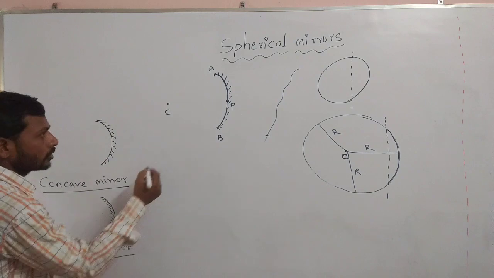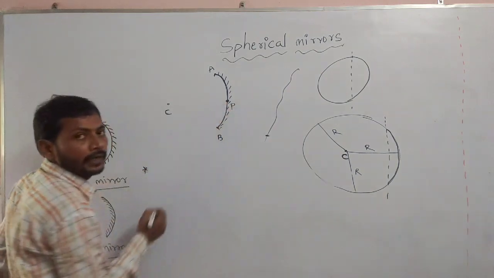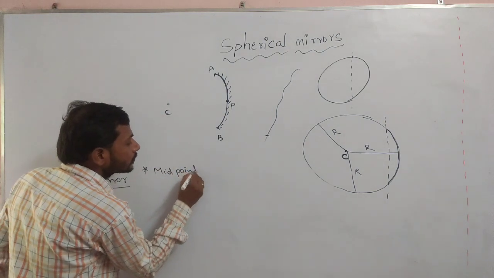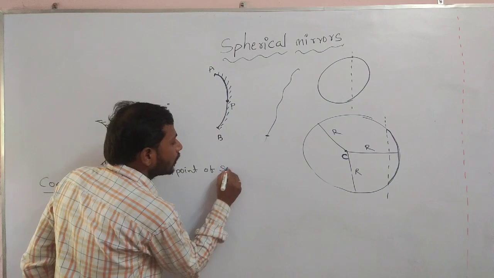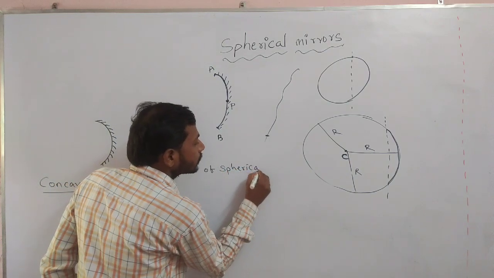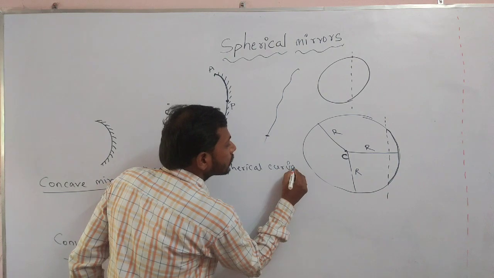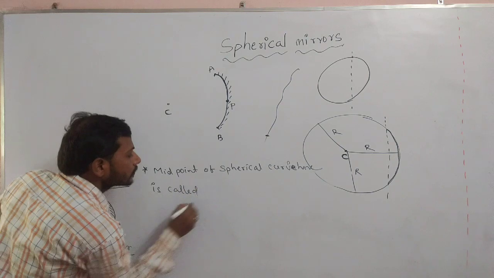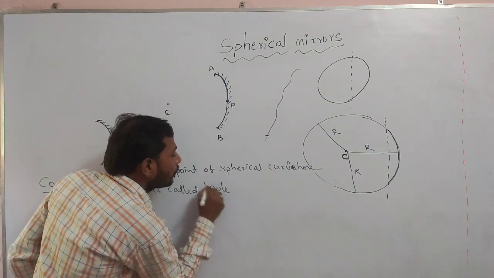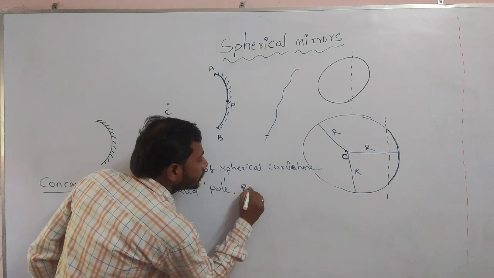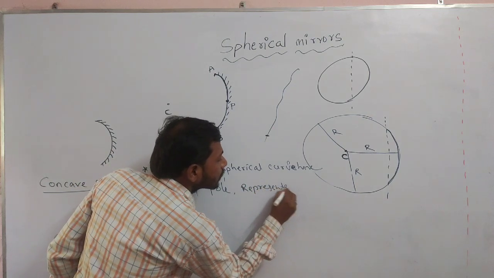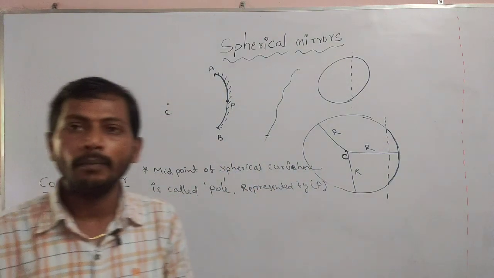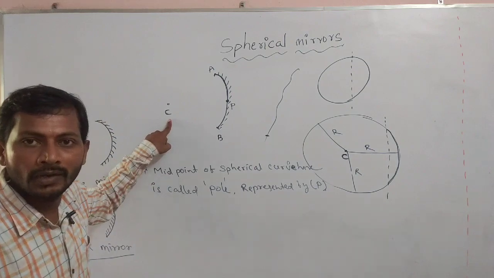So right there, Nana, what is meant by pole? Here I am going to write. First point is: midpoint of spherical curvature is called pole, represented by capital P. One point is completed. Then I am not going to write more, it will take long.